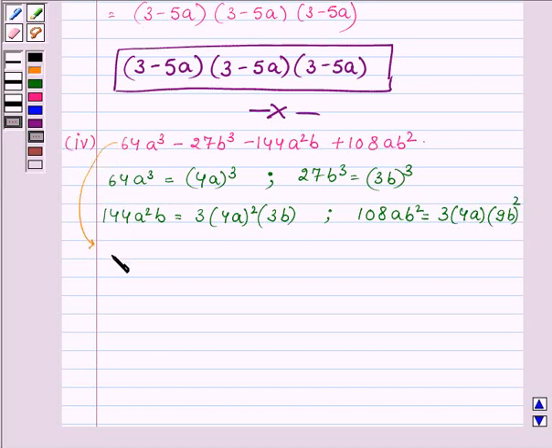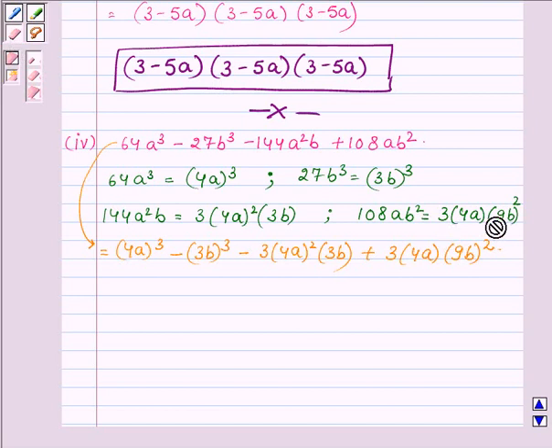the given polynomial can be further written as 4a whole cube minus 3b whole cube minus 3 into 4a square into 3b plus 3 into 4a into 9b whole square. Sorry, this is 3b. This is also 3b, since 108 can be written as 3 into 4a into 3b whole square.